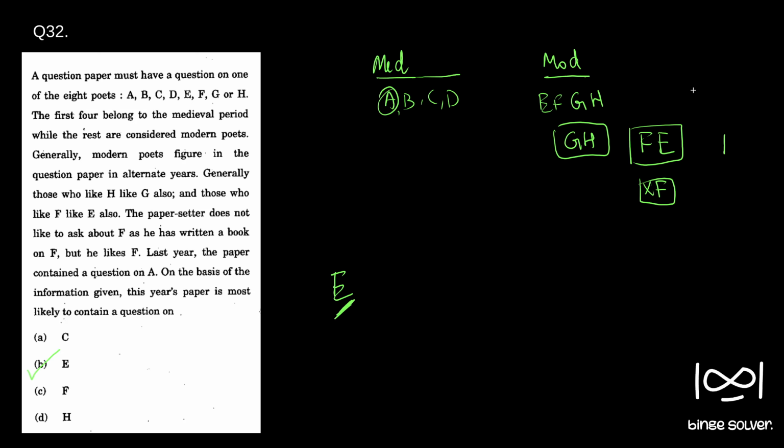So once again, the question paper setter has written about F but likes F anyway. It is also given that those who like F like E also. So since the question setter likes F, he likes E. So E is the most probable guess here. And since last year it was a question on a medieval poet, this year it will be from a modern poet. So E is the most likely choice.